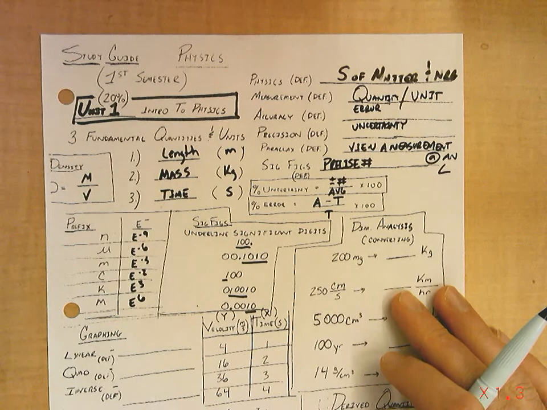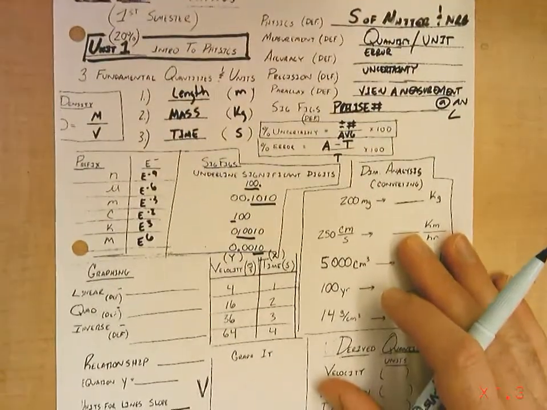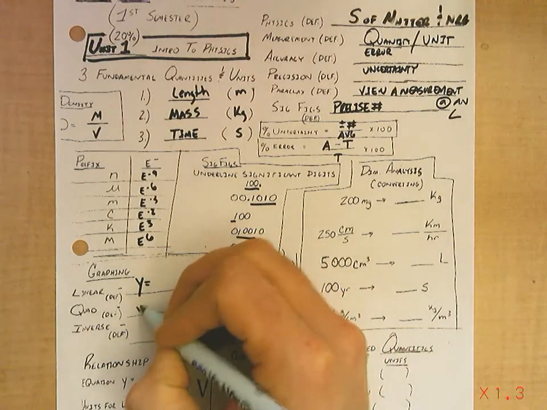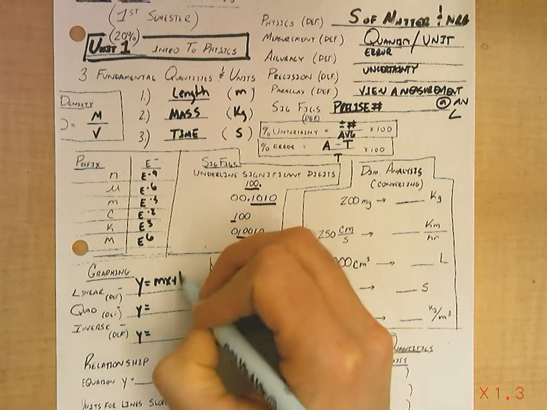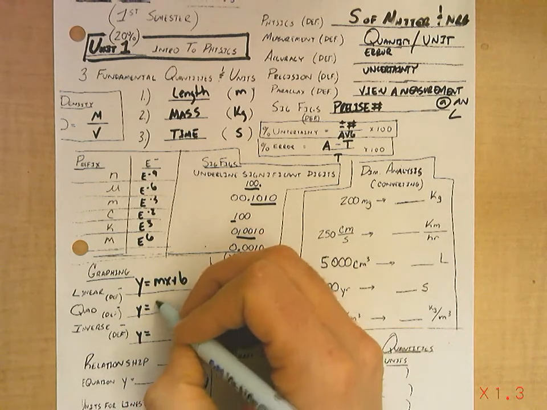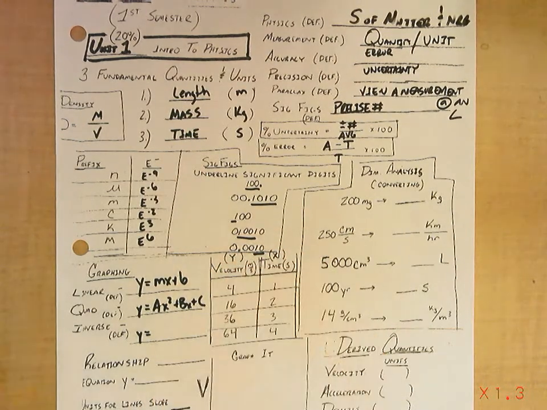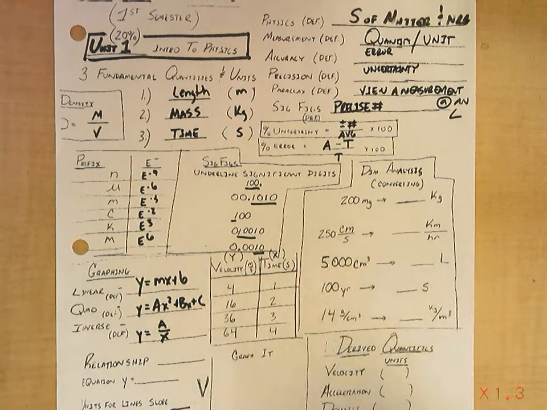Graphing. So for graphing, we have 3 different relationships. We have linear, quad, and inverse. We can define them with what their y equals. So all of them begin with y equals. Linear, y equals mx plus b, straight from algebra, right? Quad, y equals ax squared plus bx plus c. That's how you do quad. Inverse, y equals a over x. You need to know these before you can start to work numbers.